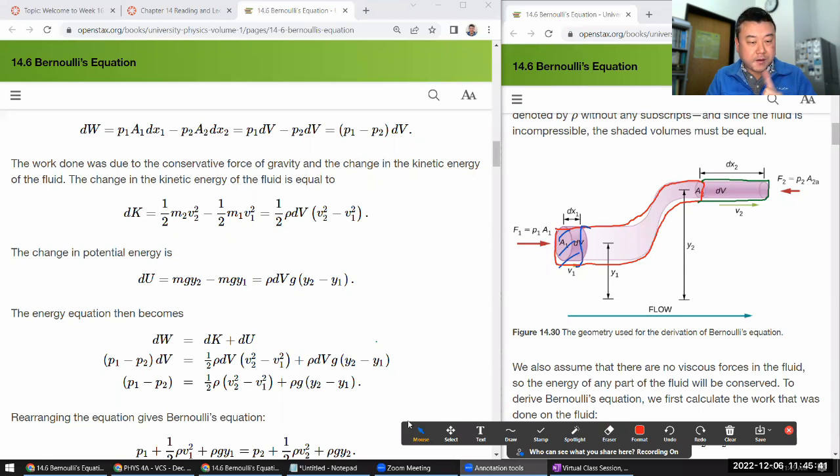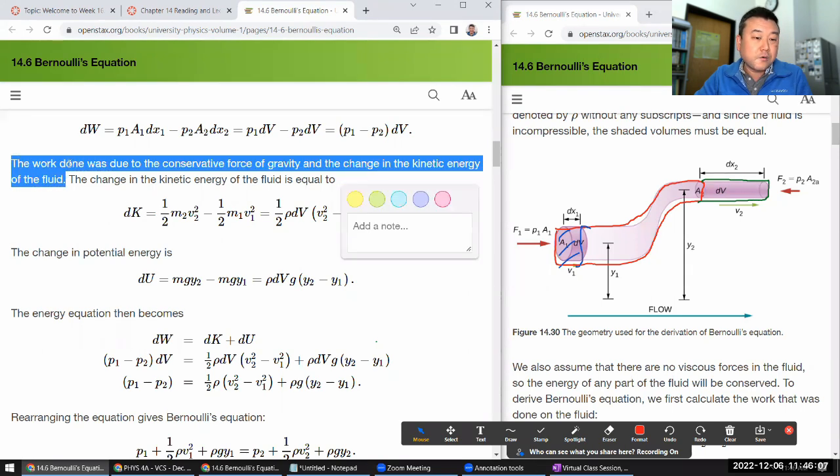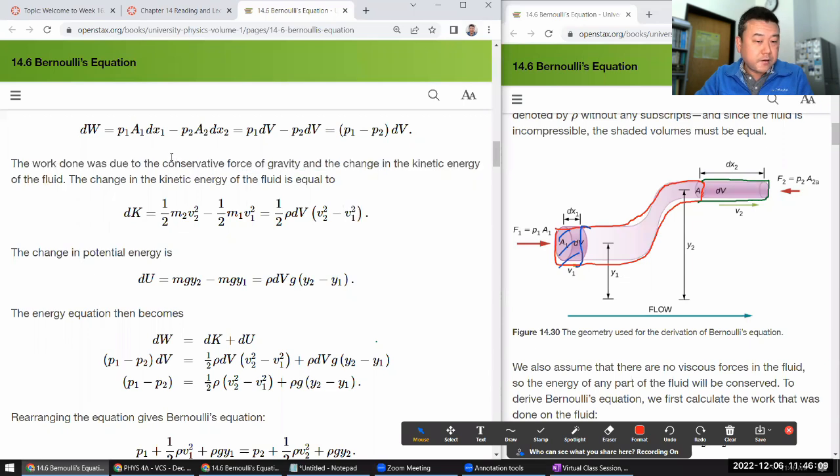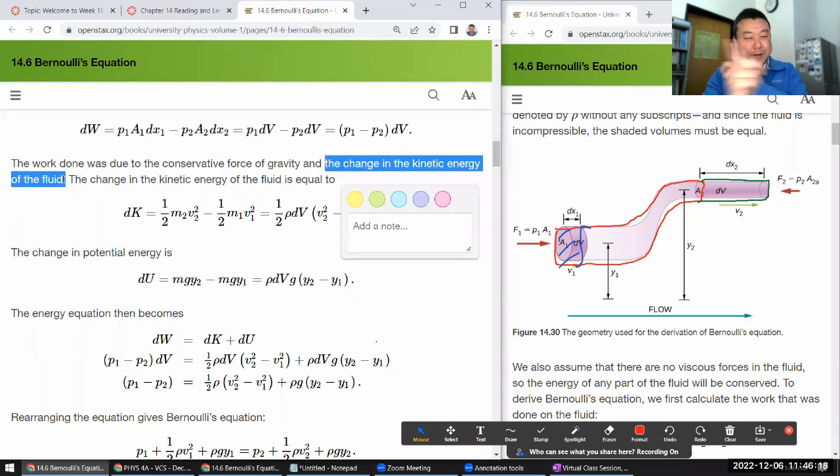And the energy equation then becomes, they say this, okay, that I agree with. The infinitesimal amount of work done is numerically equal to the infinitesimal change in kinetic energy and the infinitesimal change in potential energy. What I have an issue with, and that's the reason I was pausing, is the kind of causality assigned here. Work done was due to the conservative force. That's good. I don't have an issue with that. Change of kinetic energy doesn't cause the work to be done. It's the other way around. Work done causes the change of kinetic energy.